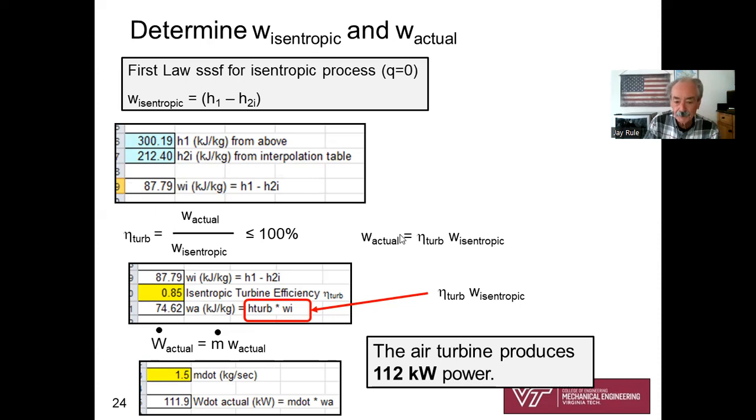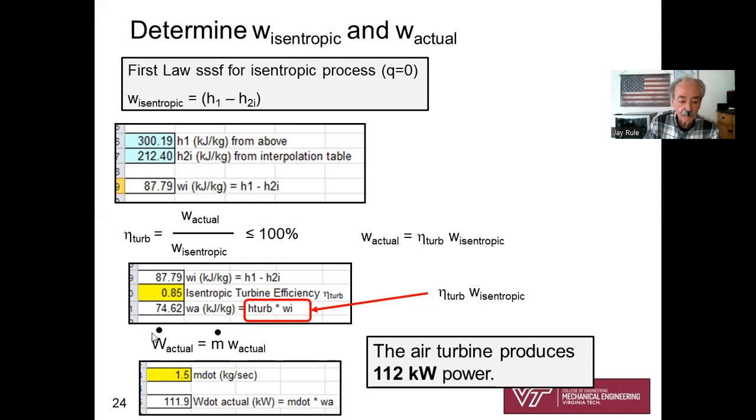Turbine efficiency, figure it out. Don't use your formula sheet. The actual work is the turbine efficiency times the isentropic work. As I was preparing to give this little talk, I noticed here that I didn't turn h into the Greek letter eta. So the work actual is, there it is, I made that correction, eta turbine times w isentropic. So I caught that error.